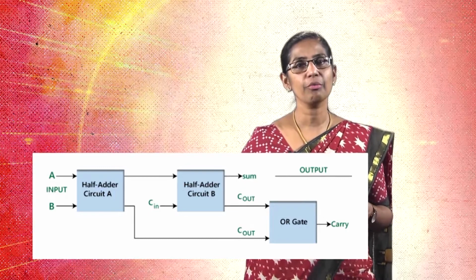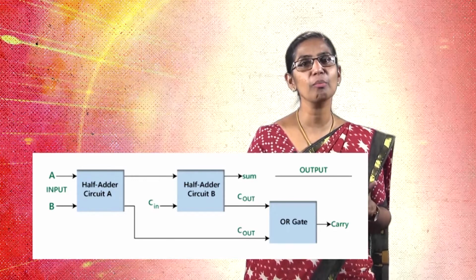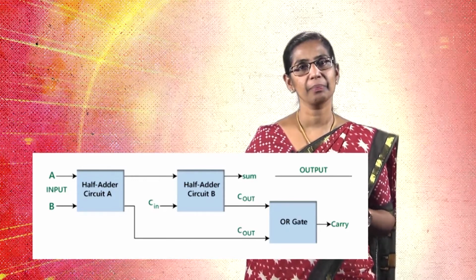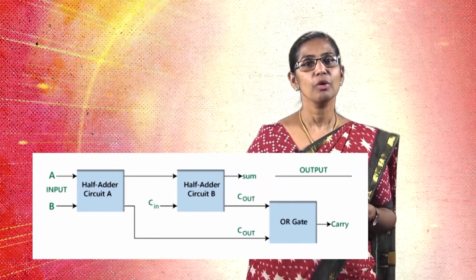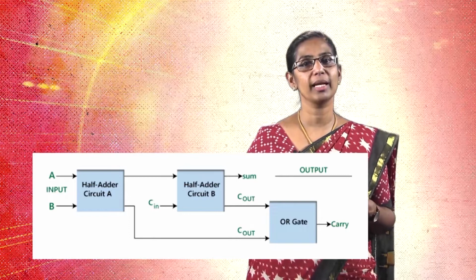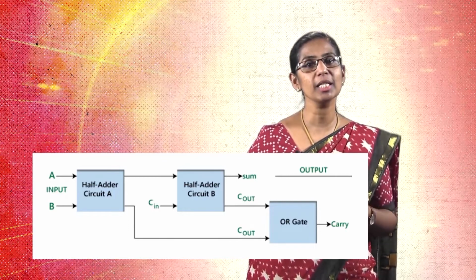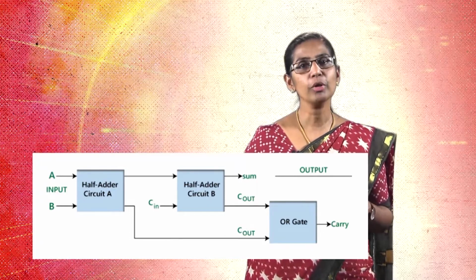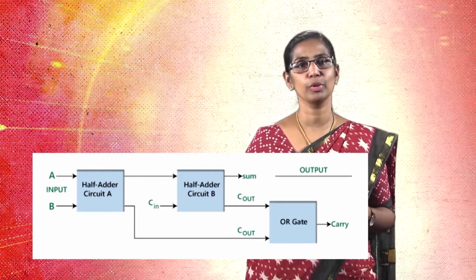The second half adder takes two inputs. One is the sum of the first half adder, the next is Cin. The sum output of the second half adder becomes the final sum output of the full adder circuit. Its carry is going to be the second input of the OR gate. The output of the OR gate is the final Cout, the carry output.